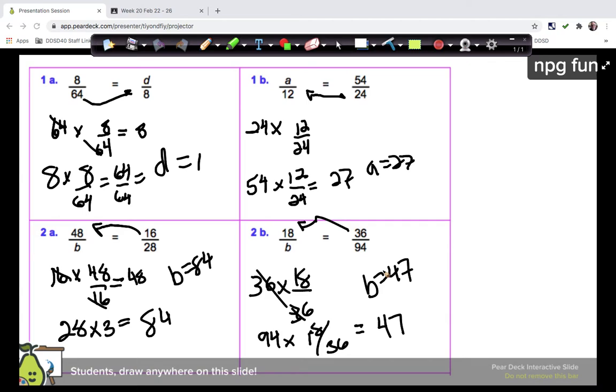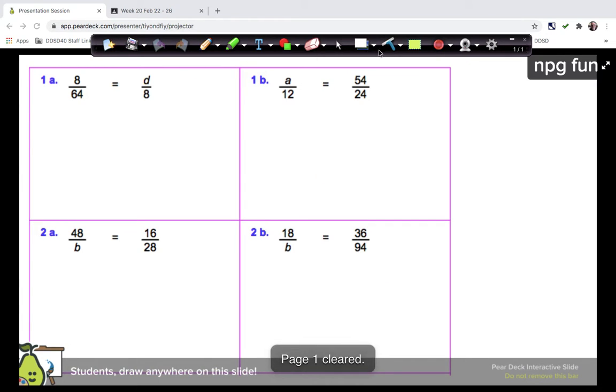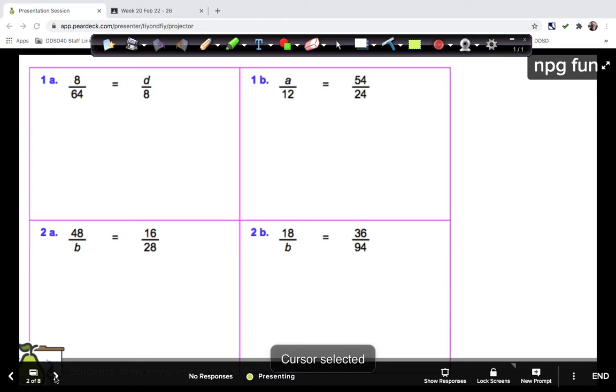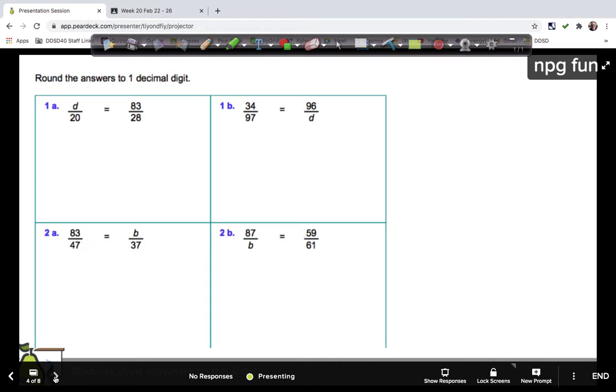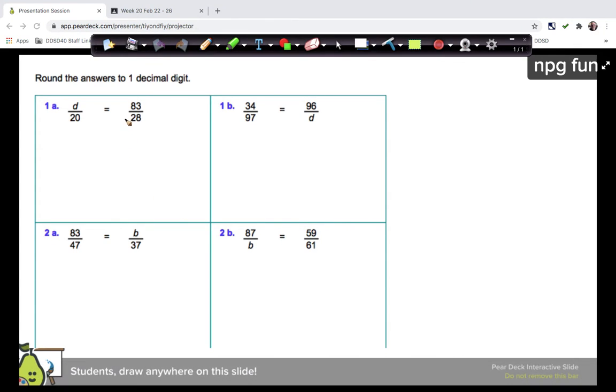Okay, I'm going to delete that and do the same thing. This time I'm going to grab a calculator and I'm going to do the same thing. So we're just going to keep repeating the same method, 28 to 20, so that I can go from 83 to D. So I'm going to do 28 times 20 over 28. That gets me to 20. So I'm going to do 83 times that same thing, 20 over 28.